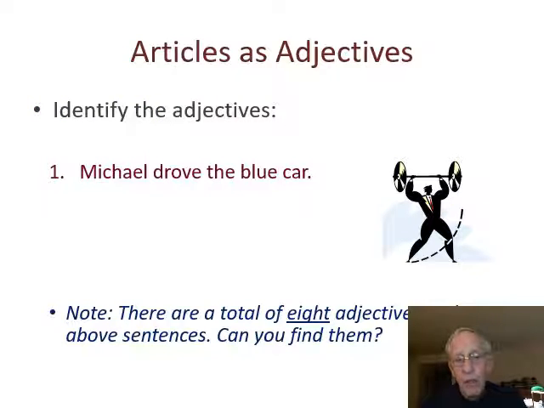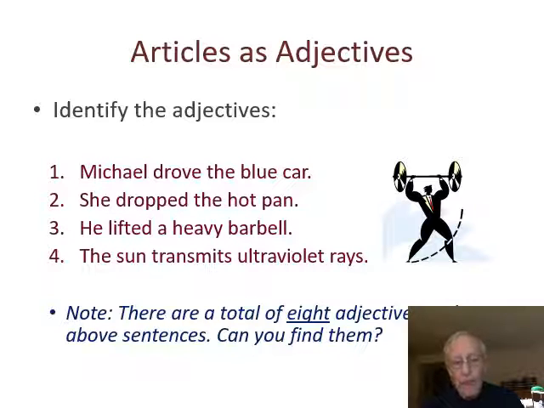Here's some more examples of articles as adjectives, and I'm going to put all 4 of them up there. Each of these sentences has 2 adjectives. Let's look at the first one. Michael drove the blue car. Well, blue is a descriptive adjective, describes car. And the, in my opinion, is an article that functions just like an adjective. So I would say the and blue are both adjectives. That's my opinion. Some people will not agree with that.